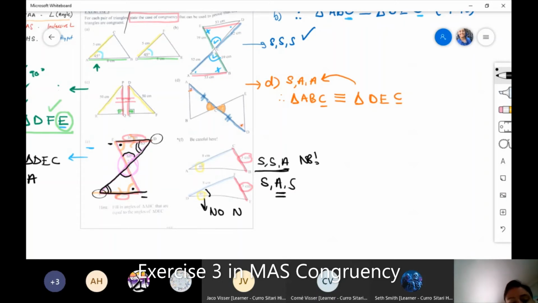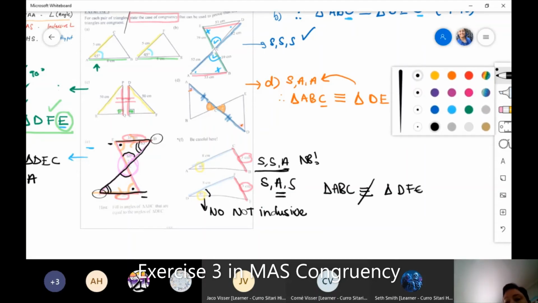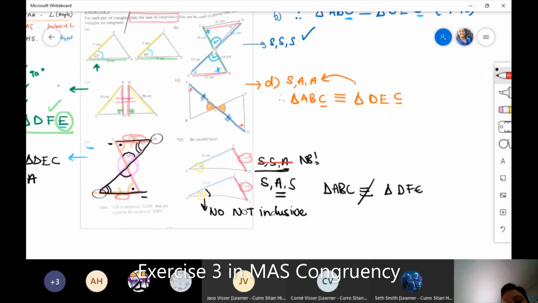No, not inclusive. So you simply say, therefore, triangle ABC is not congruent to triangle DFE. Okay, because this is not right. It has to be the inclusive angle, and it's not the inclusive angle. Great.